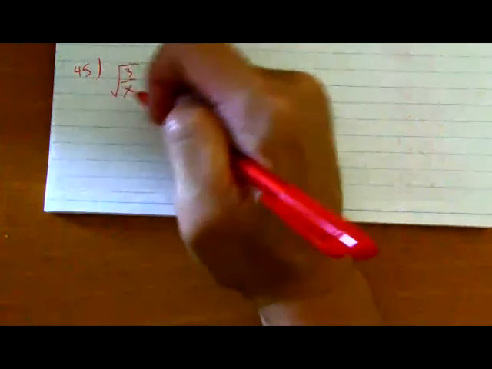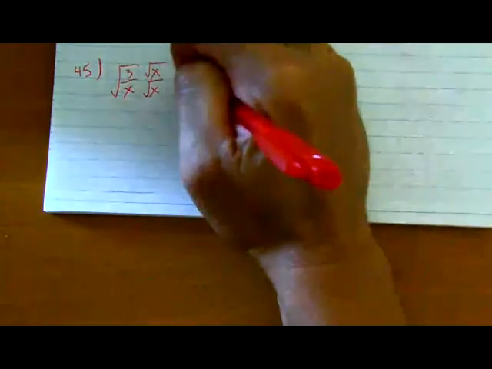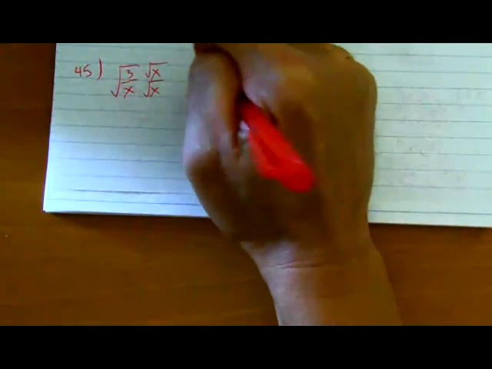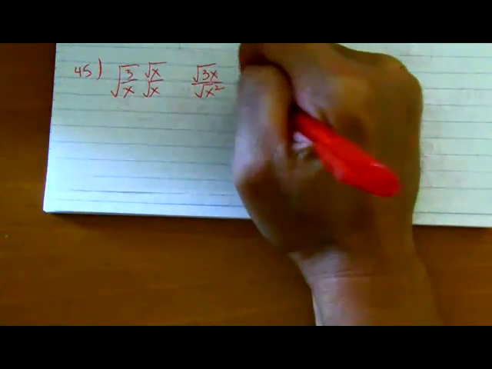Number 45. 45 says radical 3 over x. I can't have a radical in the denominator. Multiply top and bottom by radical x. We would now have radical 3x over radical x squared. The square root of x squared is just x.